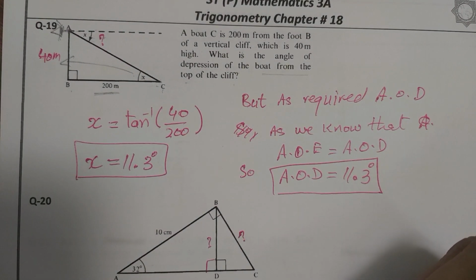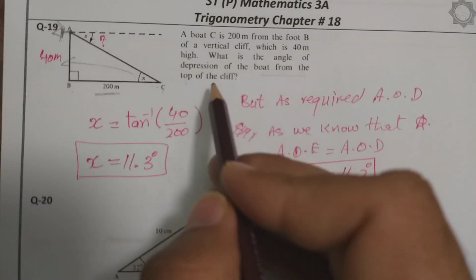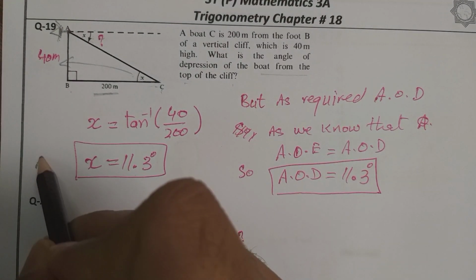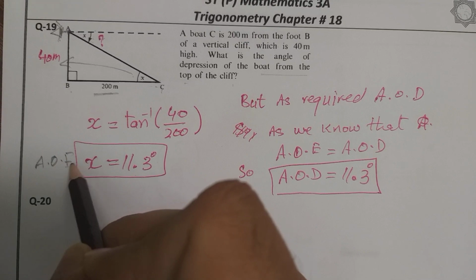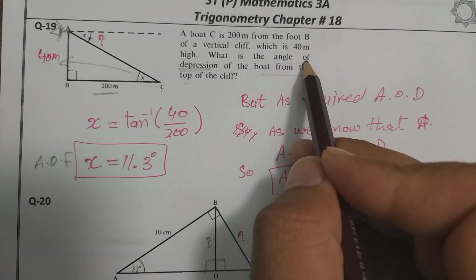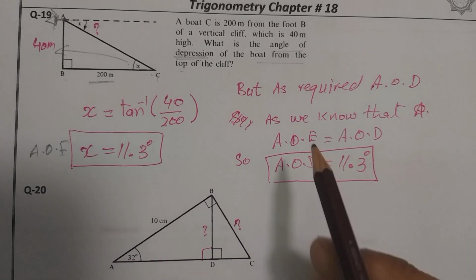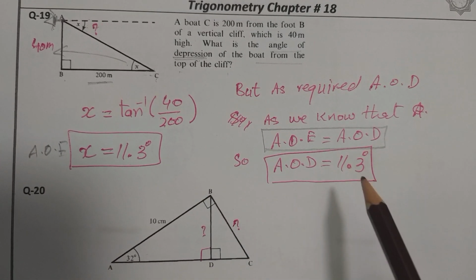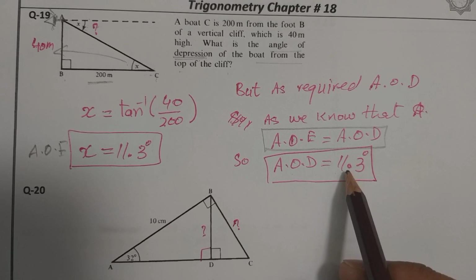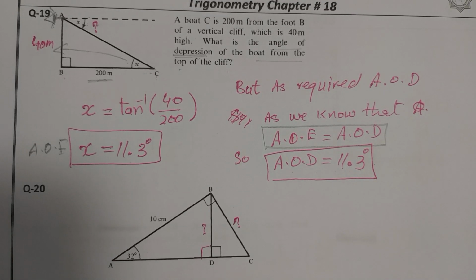Actually this is the angle of elevation, but in the question we require the angle of depression. As I explained at the beginning, the angles of elevation and depression are equal. So the angle of depression is also equal to 11.3 degrees.